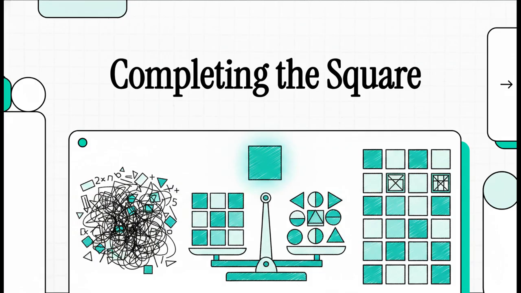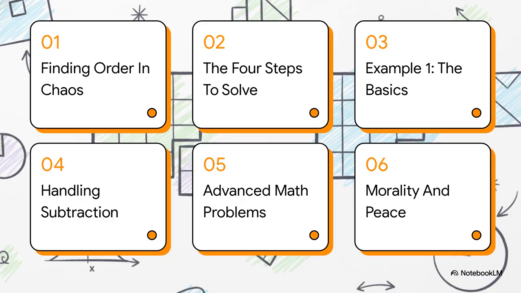We're mastering a really powerful technique that doesn't just help you find an answer, it literally reshapes the problem itself. So here's our roadmap for today. We're going to cover finding order in chaos, look at the 4 steps to solve, and go through example 1, the basics. Then we'll tackle example 2, handling subtraction, followed by previewing advanced math problems, and we'll wrap it all up with education, morality, and peace.